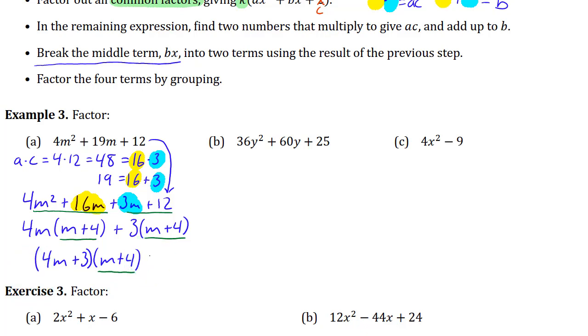Now, if this process seems weird to you and you don't have confidence in what you just did, that's all right. When in doubt, write it out. We're just gonna FOIL this out. We're gonna do 4m times m. That's 4m squared plus 3 times m, plus 4 times 4m is 16m, plus 3 times 4 is plus 12. And that gives you 4m squared. So 3m plus 16m is 19m, and 12 is 12. So that checks out.